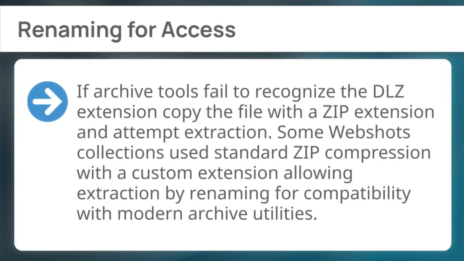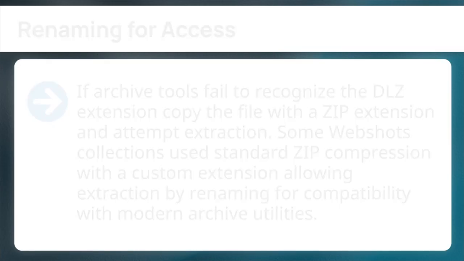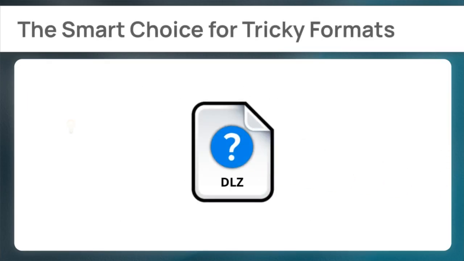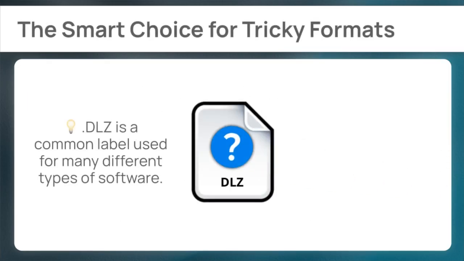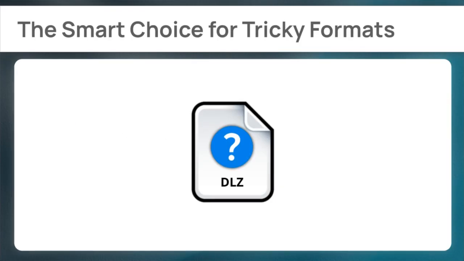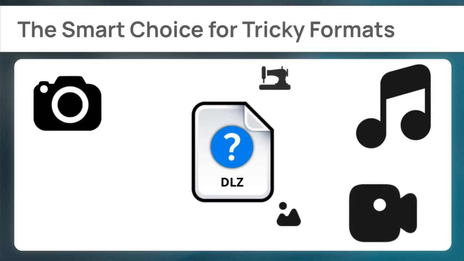If archive tools fail to recognize the DLZ extension, copy the file with a zip extension and attempt extraction. Some Webshots collections use standard zip compression, with a custom extension allowing extraction by renaming for compatibility with modern archive utilities. If compatibility checks failed, it is likely because the file extension name is shared by different developers for unrelated formats, causing your PC to use the wrong reading language.